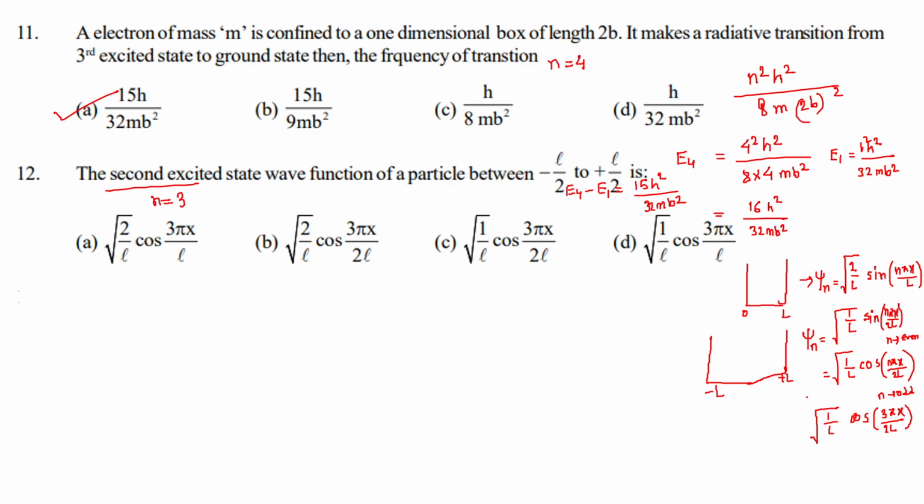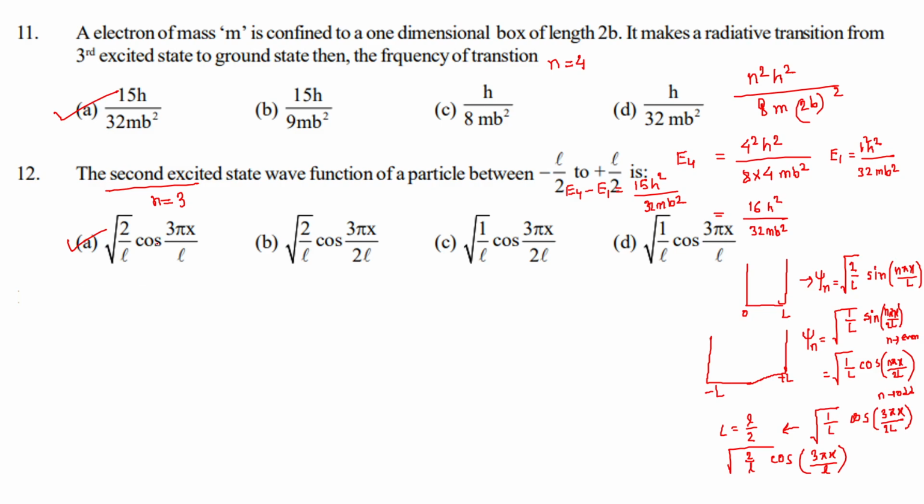And what else? Another thing is that here it is from minus L by 2 to plus L by 2. So you can replace this L by L by 2. So then your L is L by 2, so it is going to become 2 by L cos 3 pi x by L. So actually the correct answer is A, root 2 over L cos 3 pi x by L. Okay.